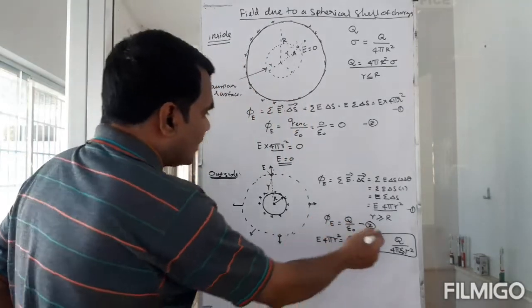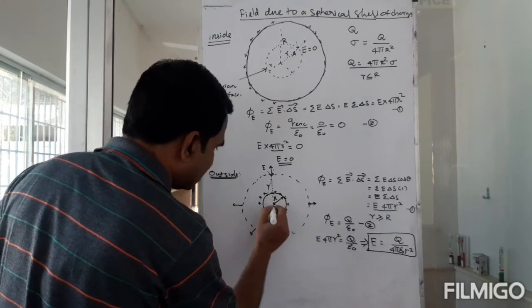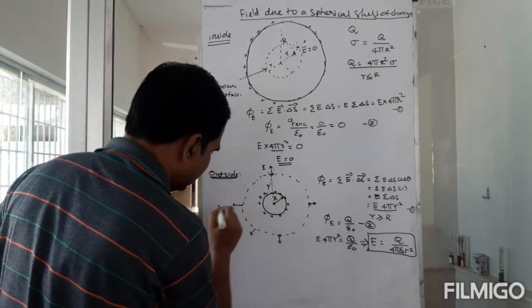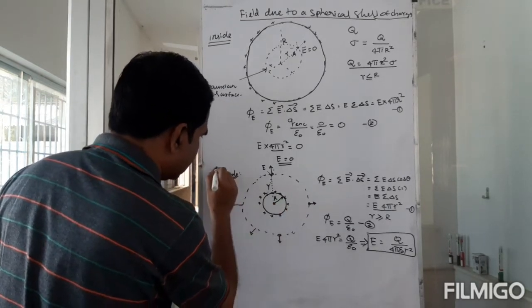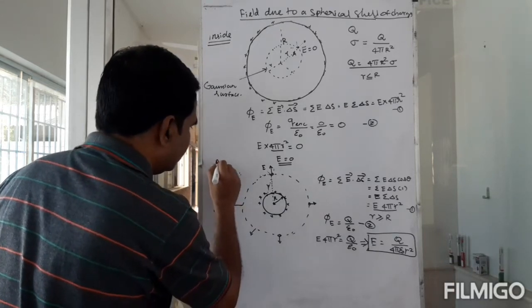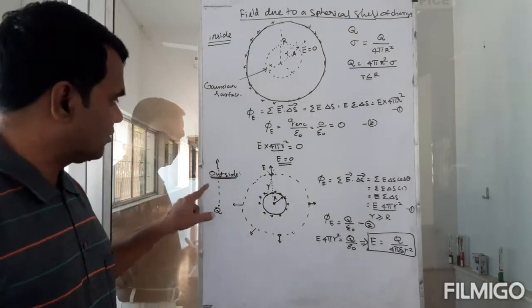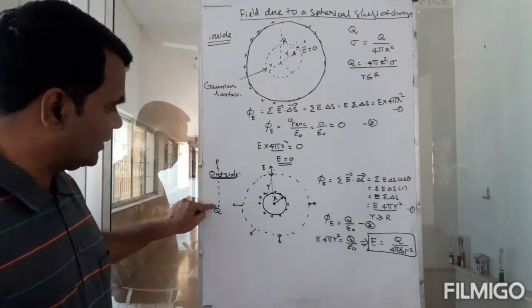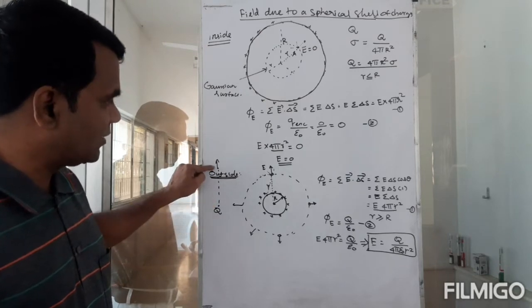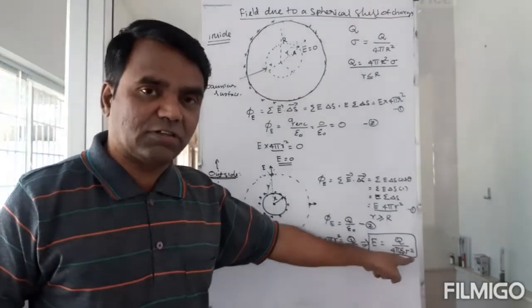You see, what is the difference between this and simply a charge Q at the center with this distance r? There is no difference at all. If I have a charge at the center, for this point, what E value will I have? I am going to have E is equal to Q by 4 pi epsilon naught r squared.